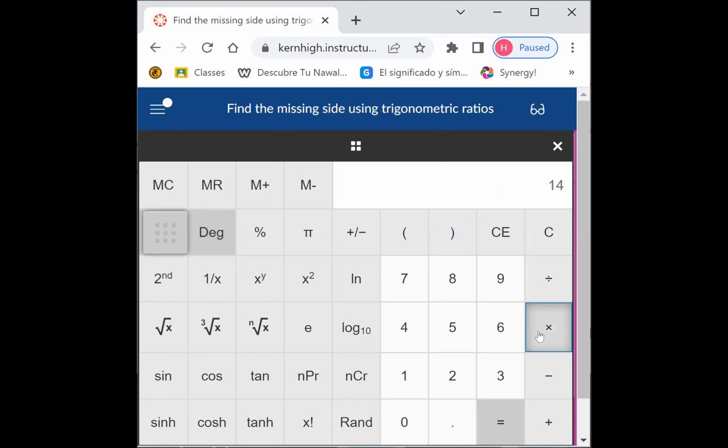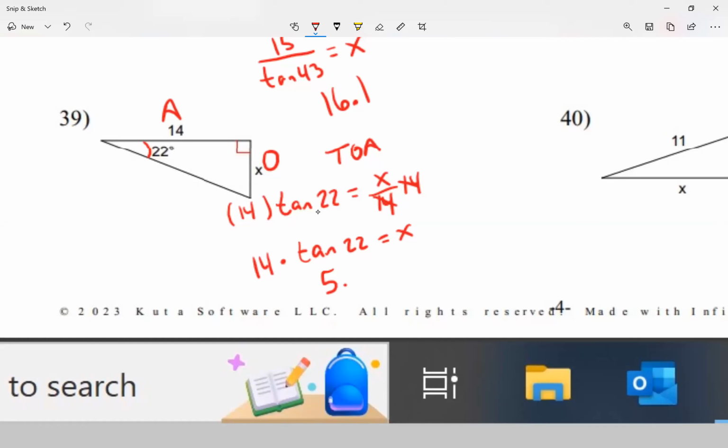Fourteen times tangent of 22 equals 5.7. Notice I'm going to round it to one decimal place. 5.7.